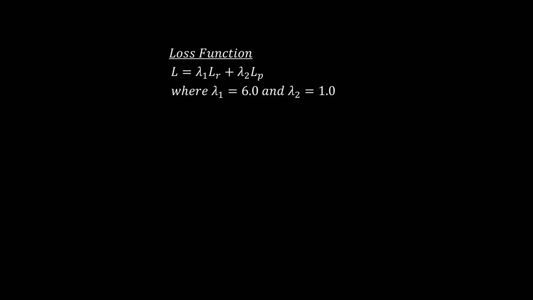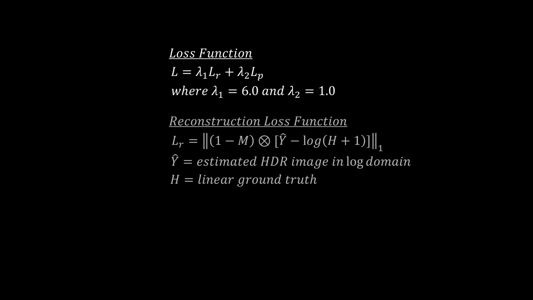The same filters can be used to compute the contribution of each valid pixel. The loss function used in this paper is a combination of an HDR reconstruction loss, LR, and a perceptual loss, LP. The reconstruction loss is a simple pixel-wise L1 distance between the outputs and the ground truth images in the saturated areas. Since the HDR image could potentially have large values, the loss is defined in the logarithmic scale.